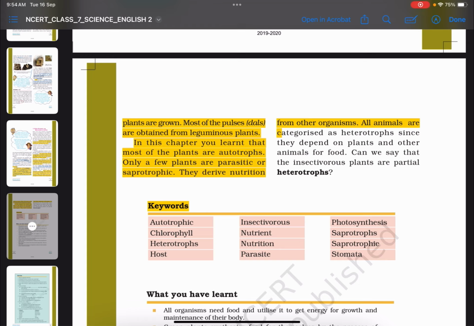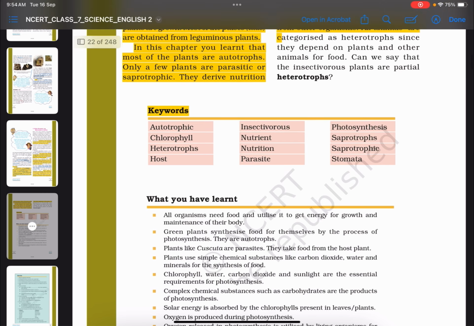In this chapter, you learned that most of the plants are autotrophic. Only a few plants are parasitic or saprophytic. They derive nutrition from other organisms. All animals are categorized as heterotrophs since they depend on plants and other animals for food. Can we say that the insectivorous plants are partial heterotrophs? Here are some keywords: autotrophic, chlorophyll, heterotrophs, host, insectivorous, nutrition, parasite, photosynthesis, saprotrophs, saprotrophic, stomata.